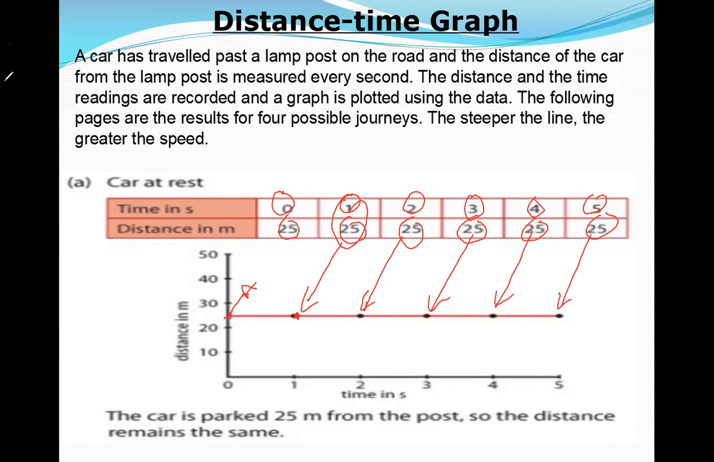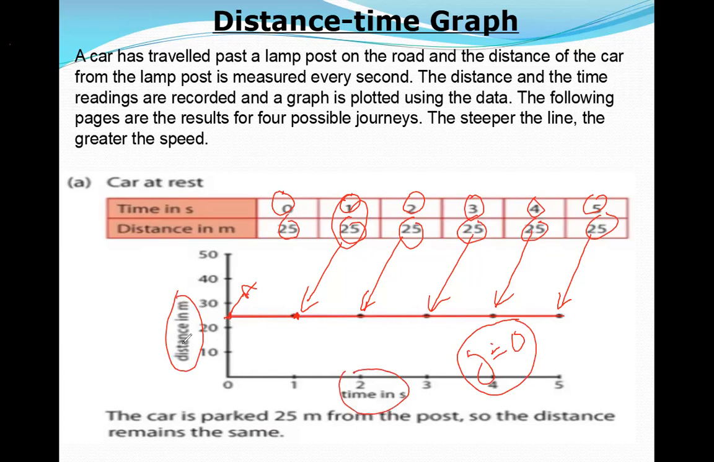I draw the straight line. I join all the points like that. Then it will be like this. Okay, it's parallel to the x-axis. It means the gradient is parallel to the x-axis. Then what does it mean? The gradient will be 0.